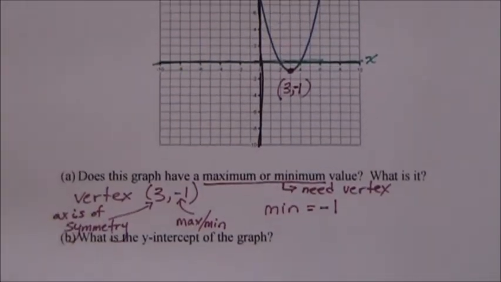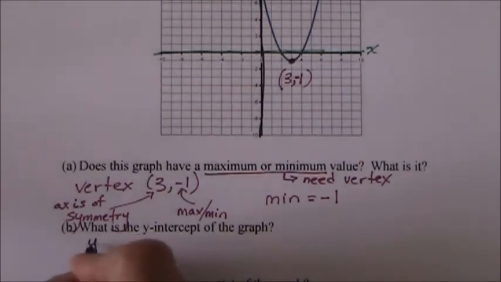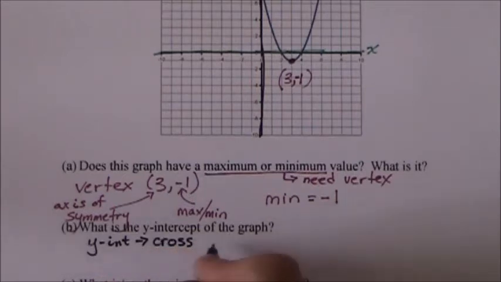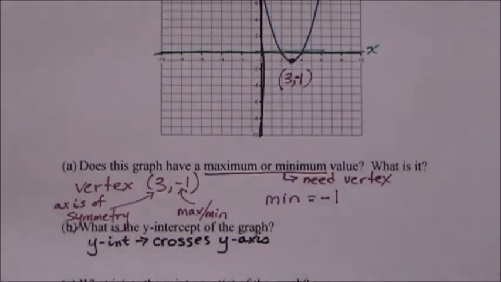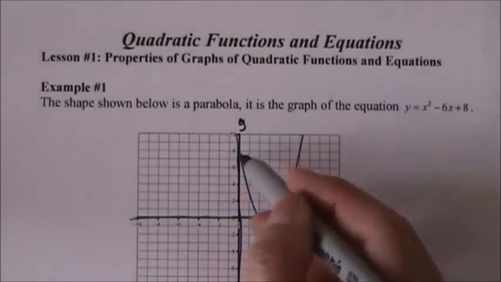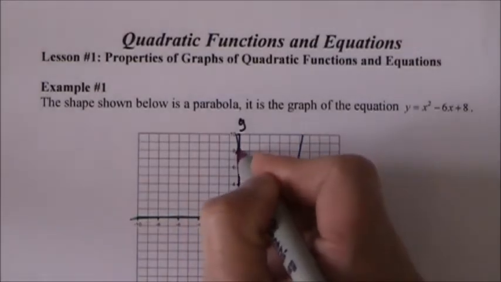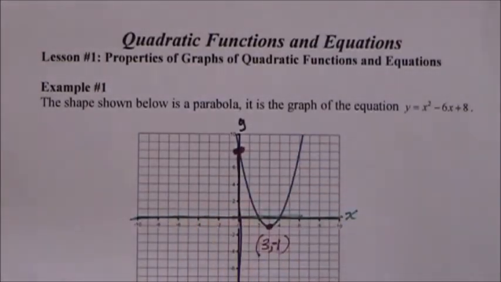Our next question says, what is the y-intercept? The y-intercept of the graph is where it crosses the y-axis. So going up and looking at our graph, here is our y-axis. There is our curve. So that would make this point right here, where the two cross, our y-intercept. And that y-intercept value is at 8.